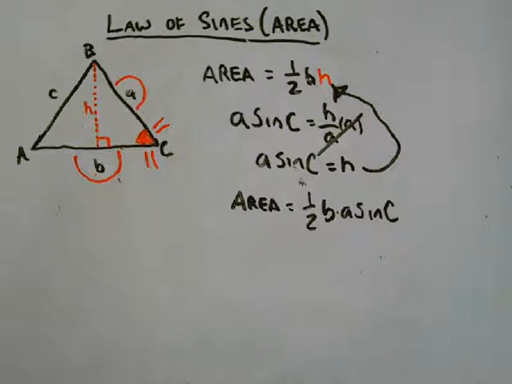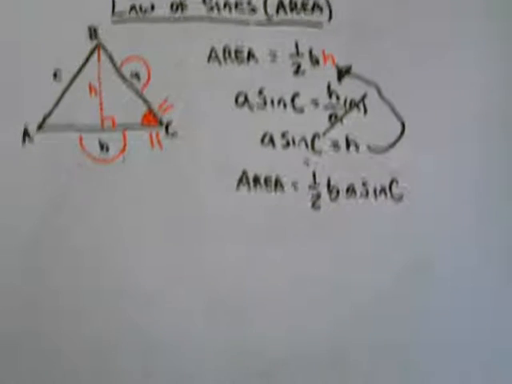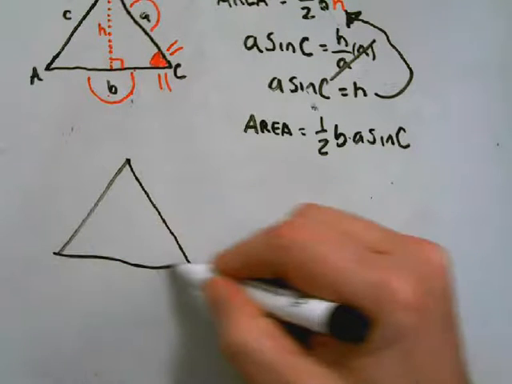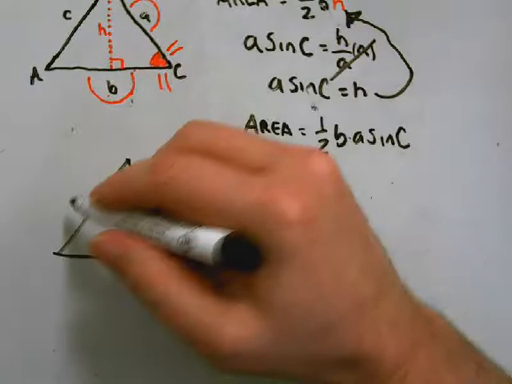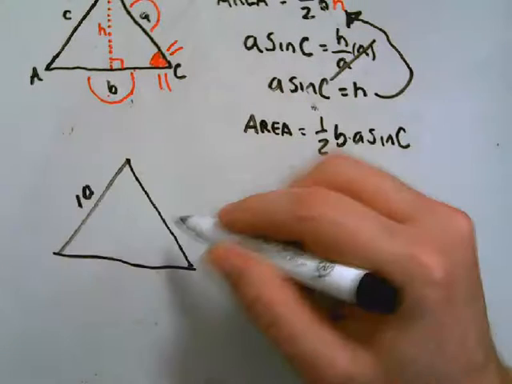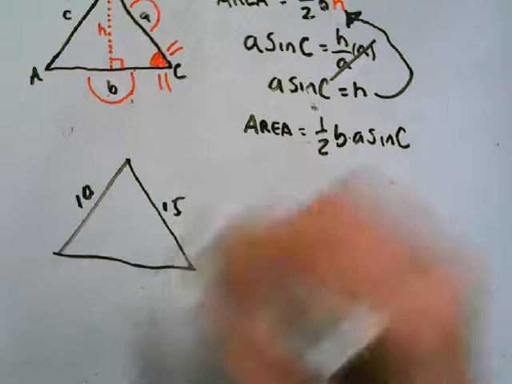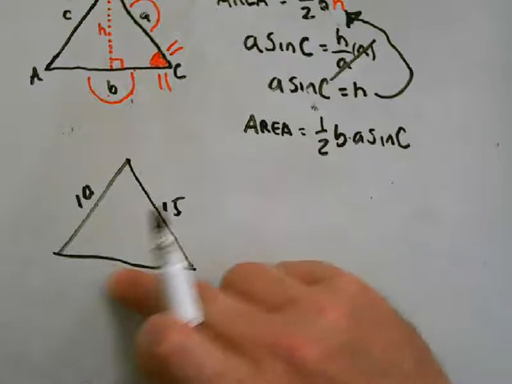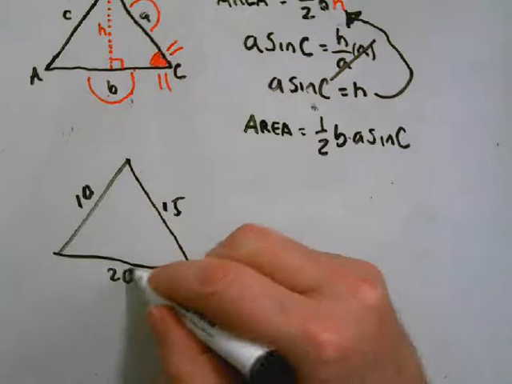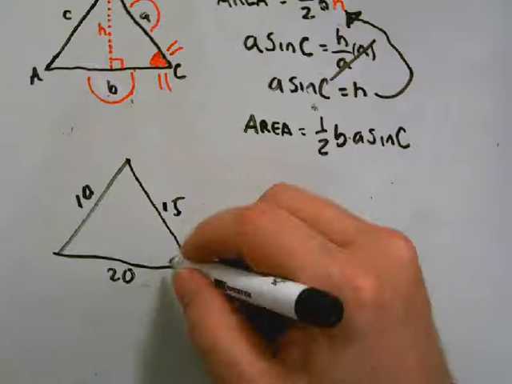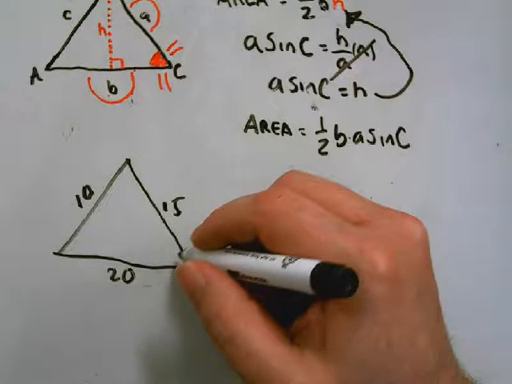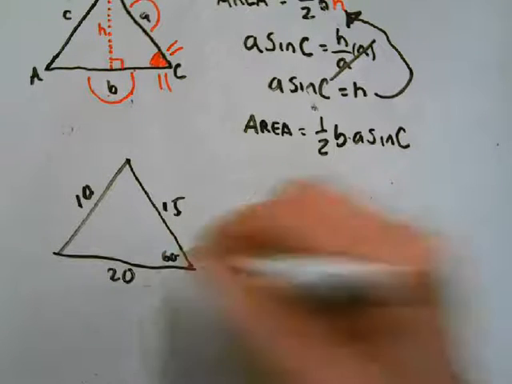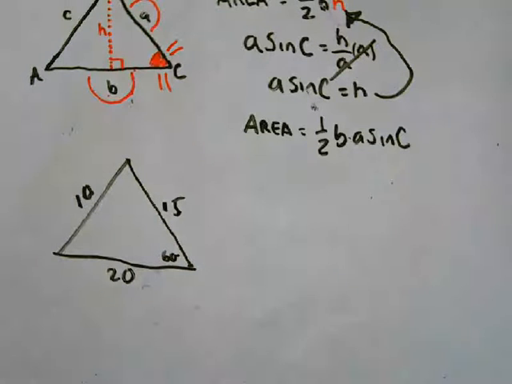Let's go ahead and take an example. Now that we have the formula, we'll use it. Let's just take any triangle right here. Let's do, I don't know, 10, 15, and 20. Let's do 20. I don't want the numbers too big here. And let's say we have this angle at 60 degrees. So what we want to do is find the area.